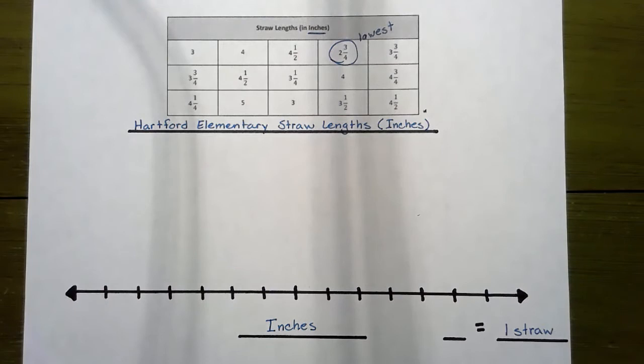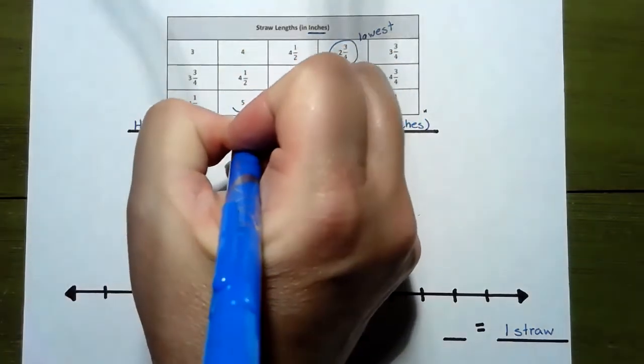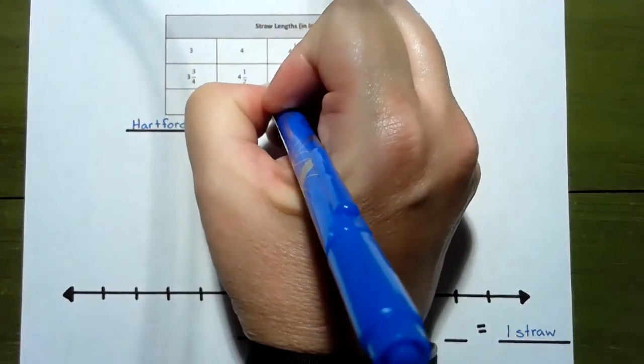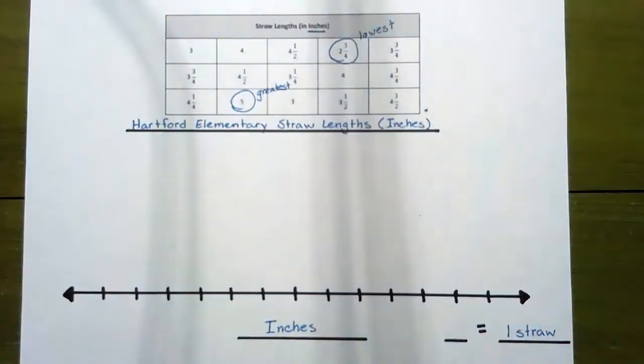What is our highest measurement in the data set? Say it out loud. You got it again. It's 5. And I'm going to label this greatest, so that we remember that is our greatest value in our data set.